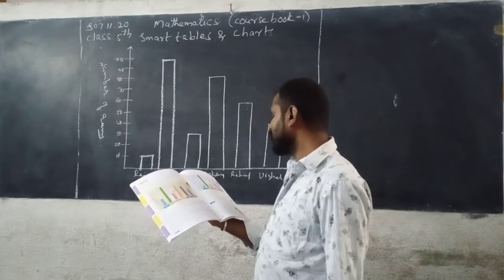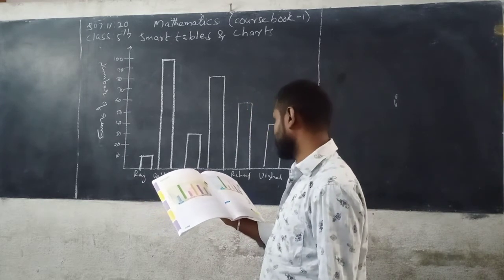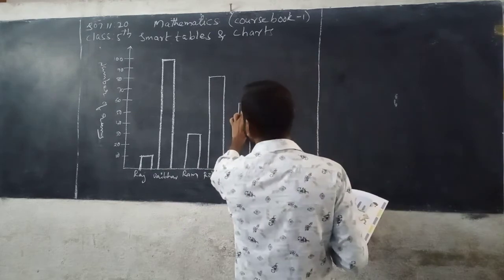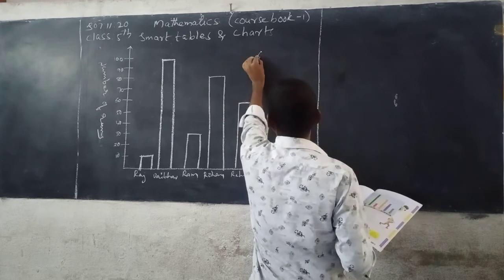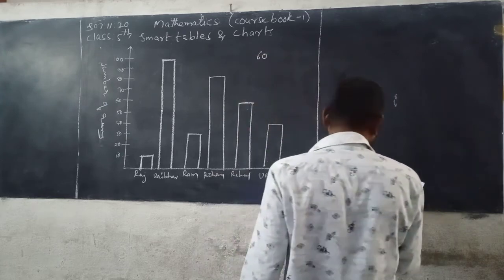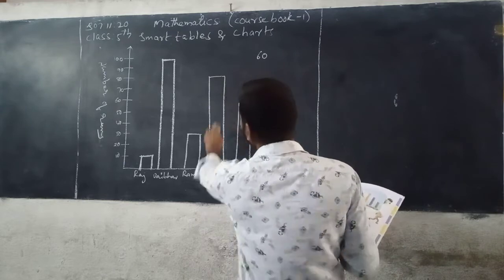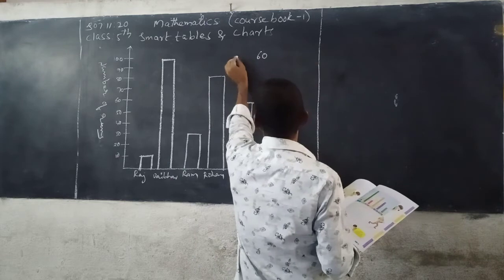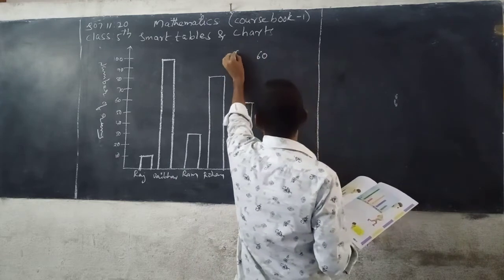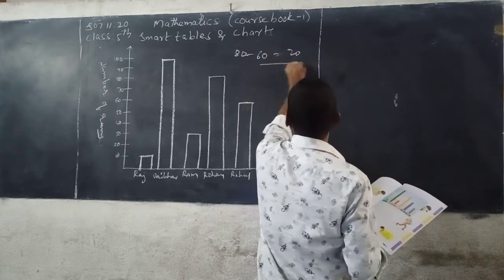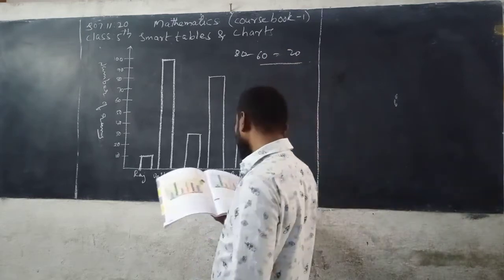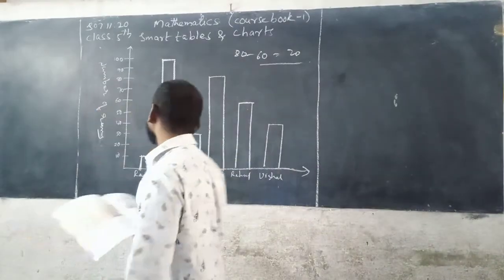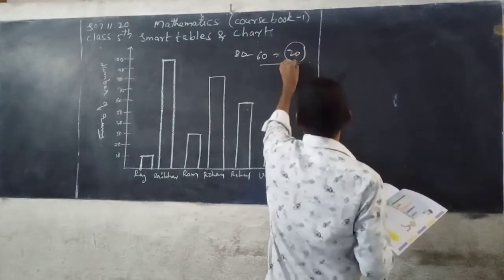Now next, how many runs did Rahul score less than Rohan? How many runs did Rahul score? Rahul scored 60. Rohan scored 80. 80 minus 60, you get 20. Means Rahul scored 20 runs less than Rohan.